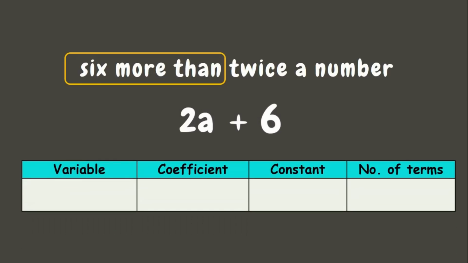Wonderful. Now let's identify the variable here is a. Good job. While the coefficient here is 2. Next one, the constant is 6. And we have here 2 terms, which are 2a and 6.